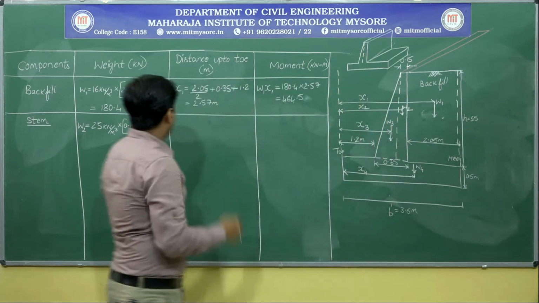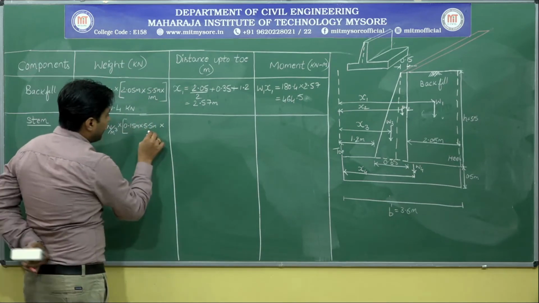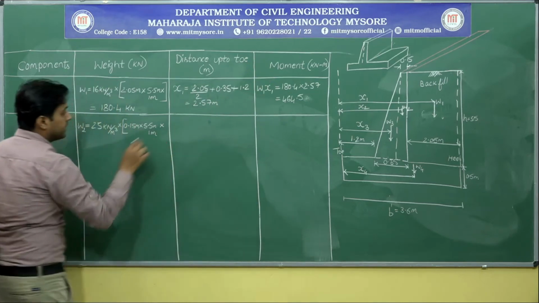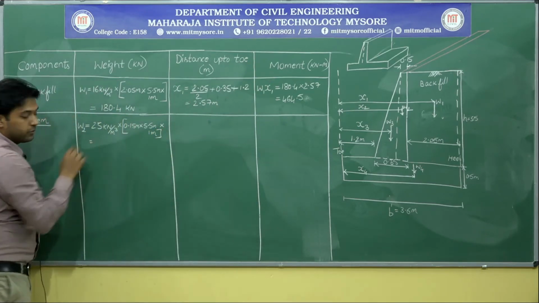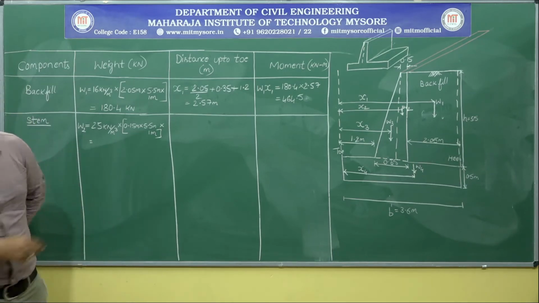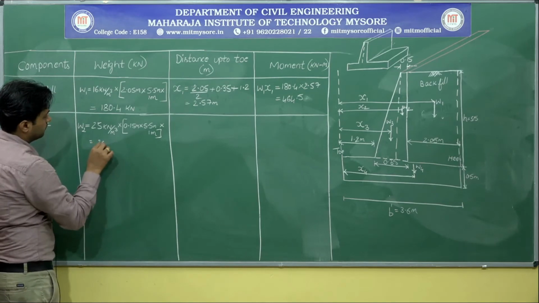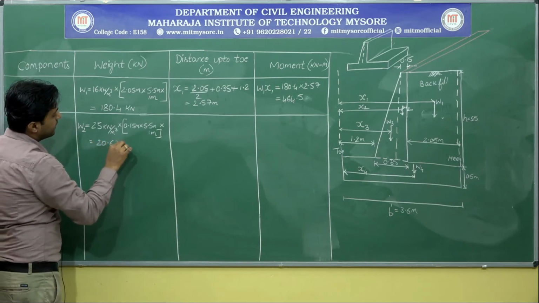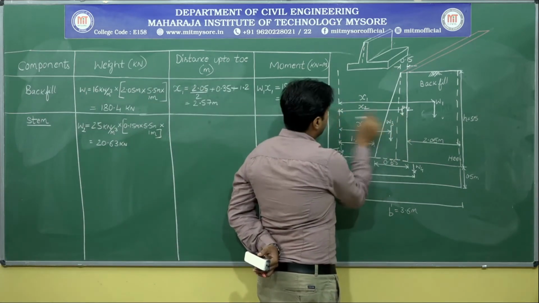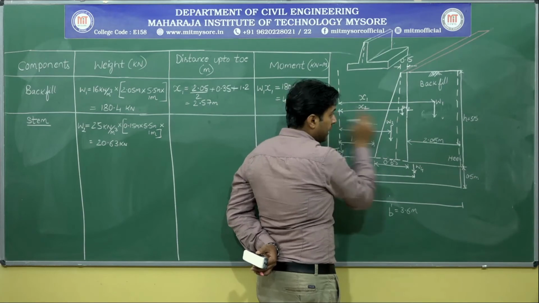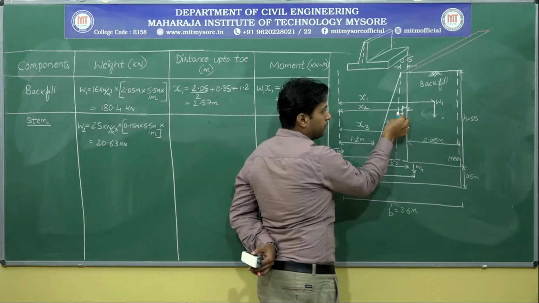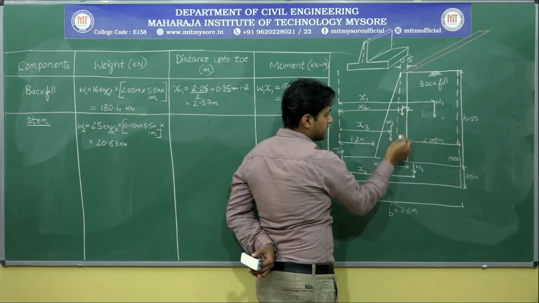Okay, so now 5.5 into 1 meter, because I want to know what distance it has gone. So it's per meter. So what is the value of W2? So W2 value is 20.63 kilonewton. Distance up to the toe. Be careful. So from this point till toe. Okay. So total is 0.15. Half of it will give me this distance. Yes or no?